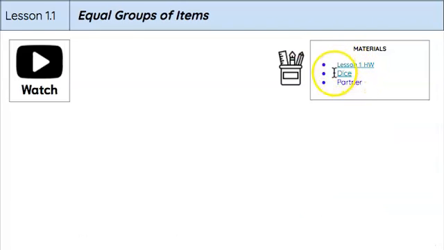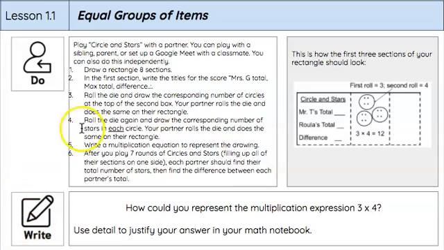Here's where I linked a die website for you in case you don't have one at home. After you finish playing your game, be sure to move on to the right section of your learning plan. How could you represent the multiplication expression 3 times 4? So consider using words, pictures, and numbers to justify your answer in your math notebook. Have fun playing Circle and Stars to represent equal groups of items.